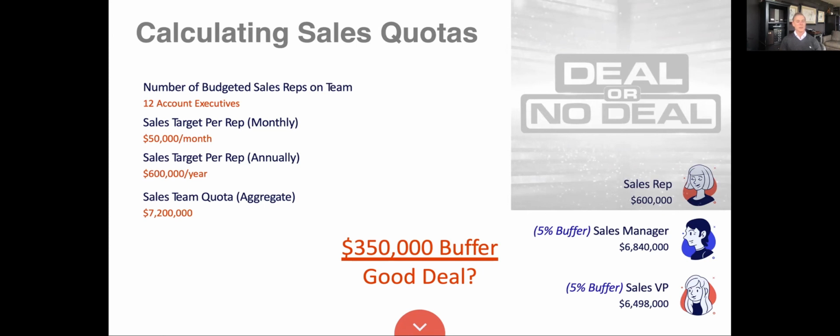Now I had a manager at the time, a VP of sales, and he said, Raleigh, look, I like to build a buffer in for my managers, because you're going to lose people. You're going to have attrition. You need to be prepared for that. So I'm going to give you a 5% buffer. So on a $7.2 million quota, that meant I only had to set $6.8 million in order to hit my top line sales goal. That's a pretty good deal.